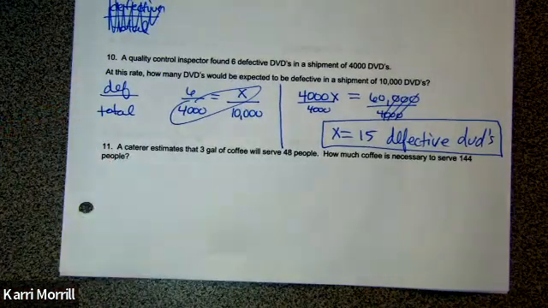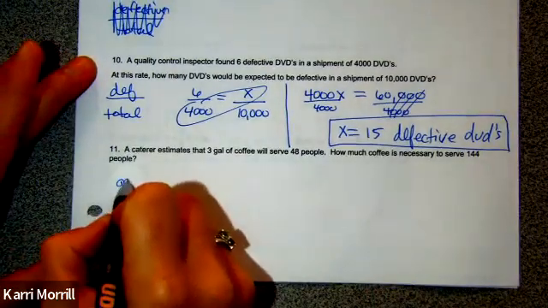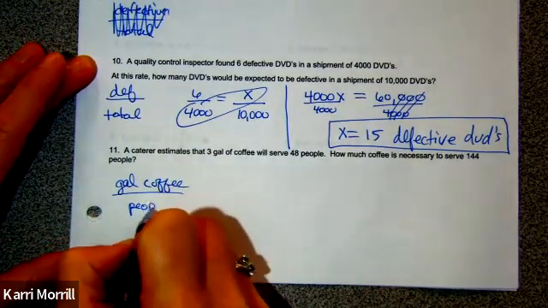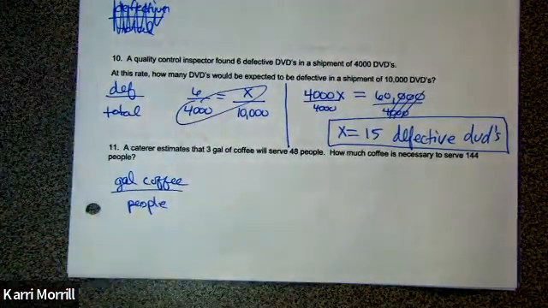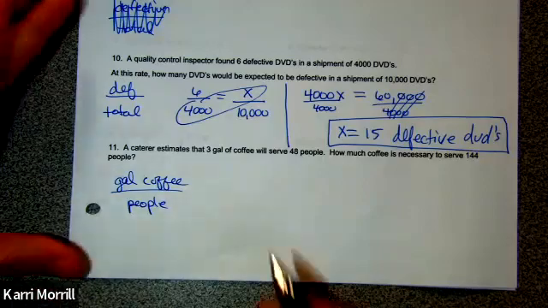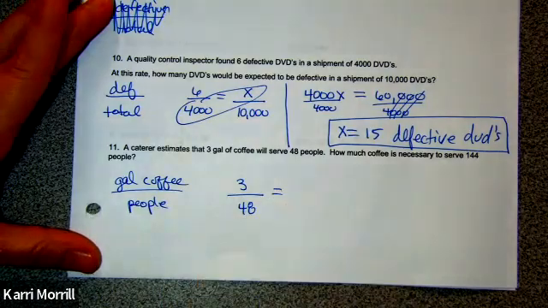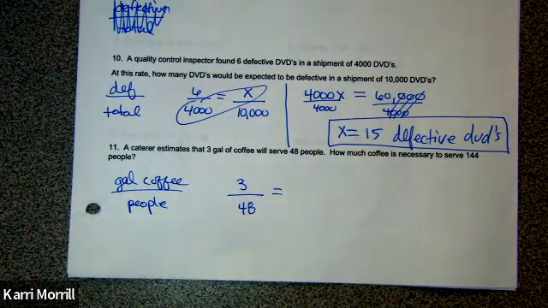11 says a caterer estimates that 3 gallons of coffee will serve 48 people. How much coffee is necessary to serve 144 people? So we're talking about gallons of coffee out of people that it serves. So see, I like to identify what am I even talking about? What are the units? So I have 3 gallons of coffee for every 48 people. So we make a ratio out of that.